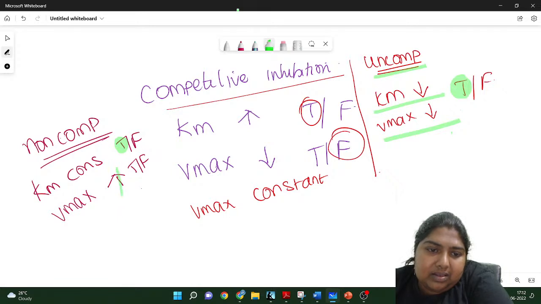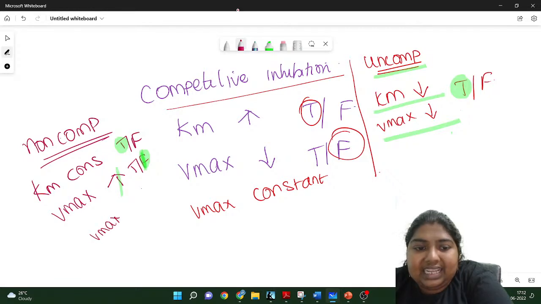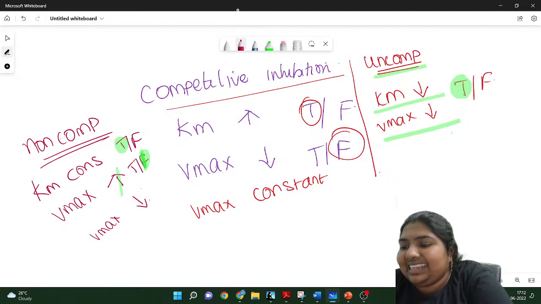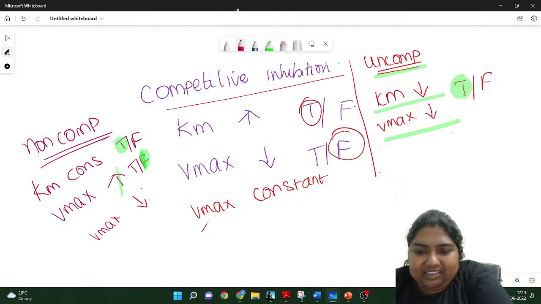No. What will happen to the Vmax? Vmax should decrease. It is opposite to that. No. Your Vmax should decrease. Understood the logic now? So here the Vmax should decrease. Yes, absolutely. So it will reduce. Correct. So this is how you have to understand these questions.